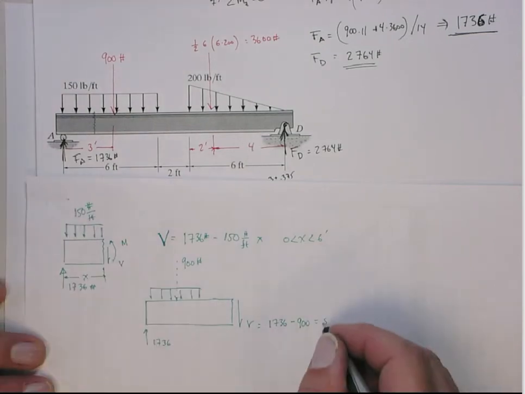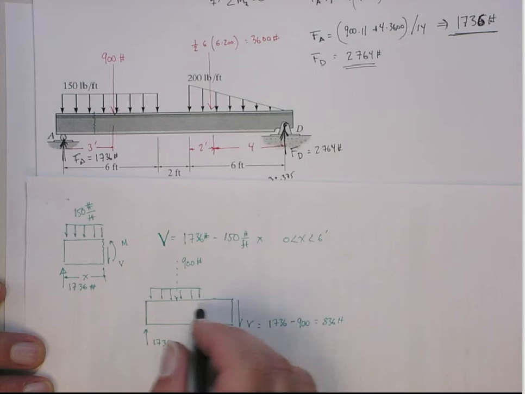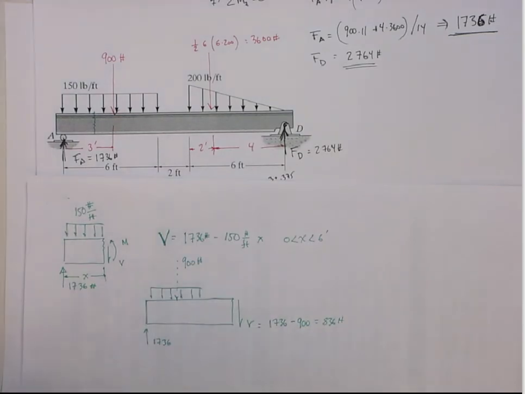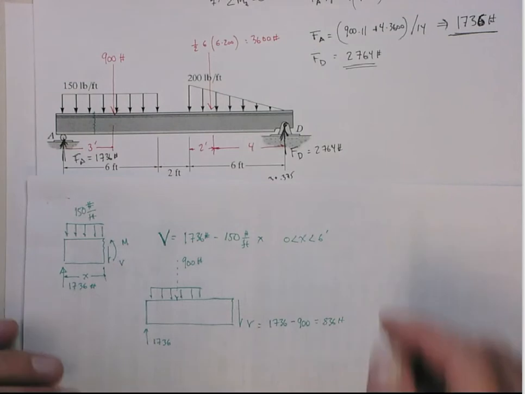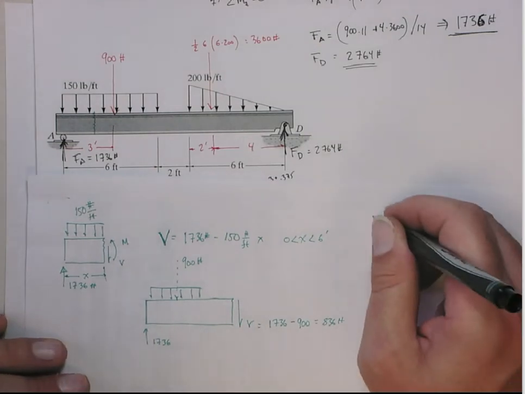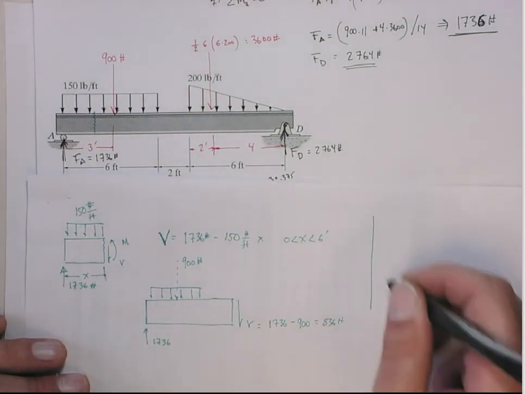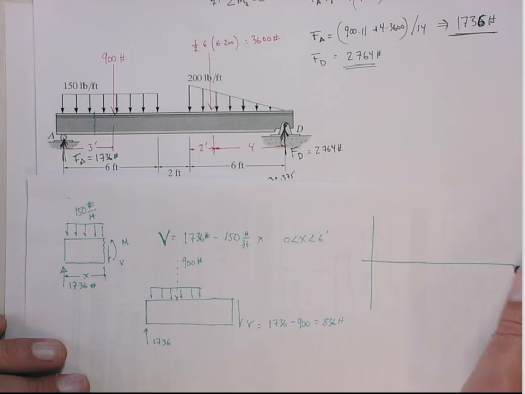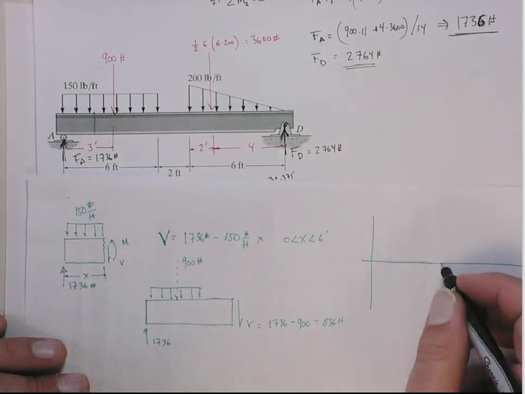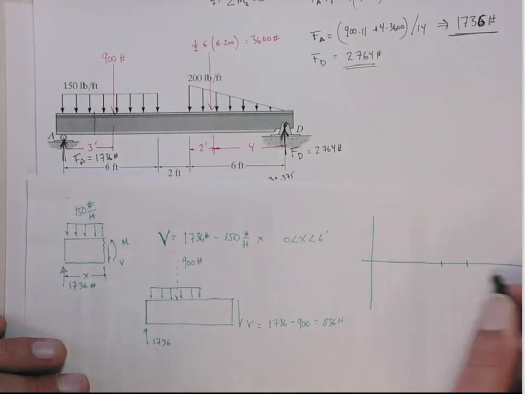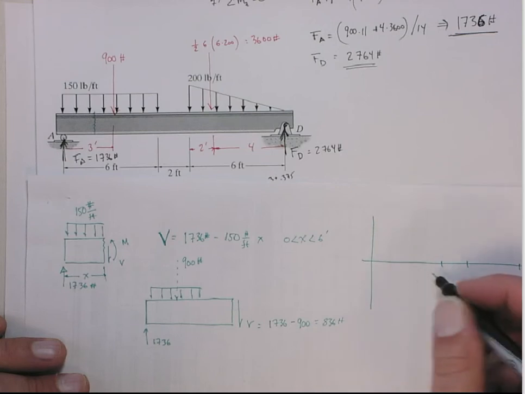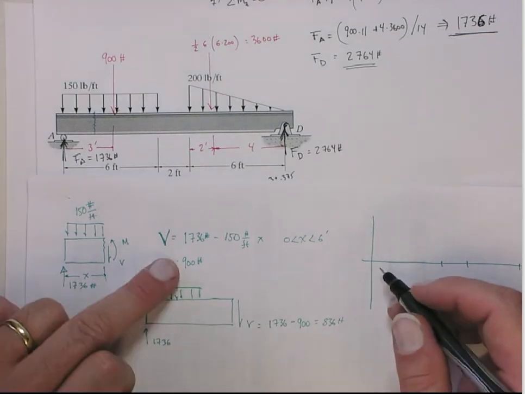So that's 836 pounds. So it's going to be uniform on that section, all right? I can actually draw that. I should probably start sketching the diagram over here, right? So here's V. Here's 6 feet. There's another 2 feet, and then here's the final 6 feet. Okay, so from here to here, this is what we get.